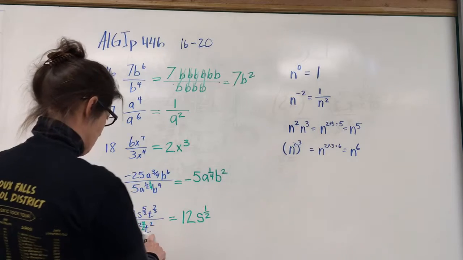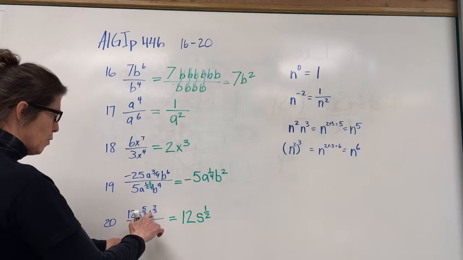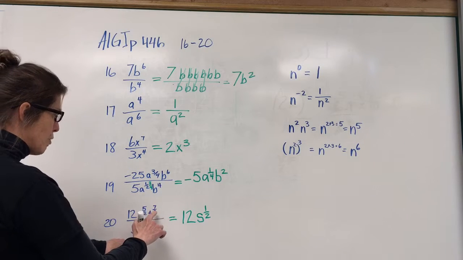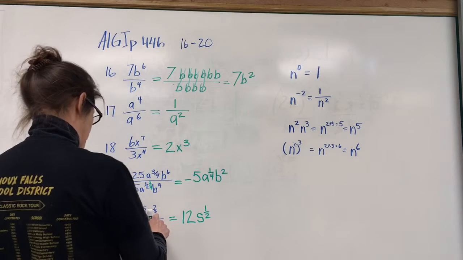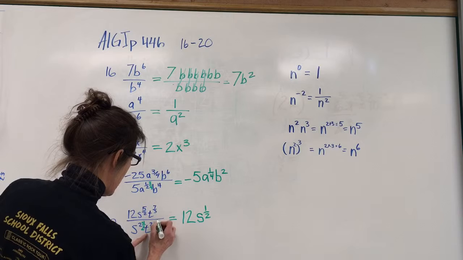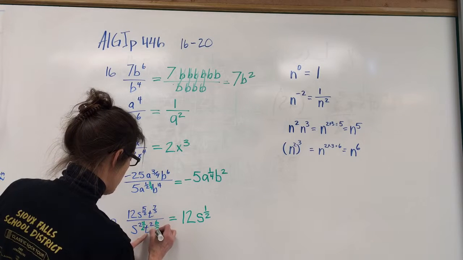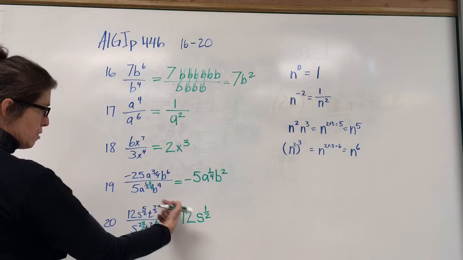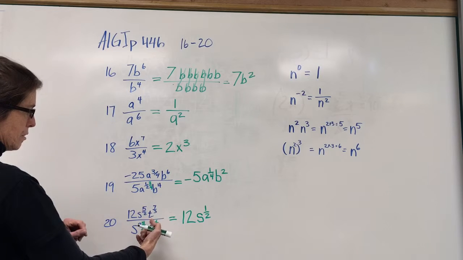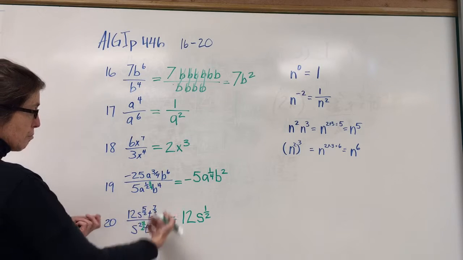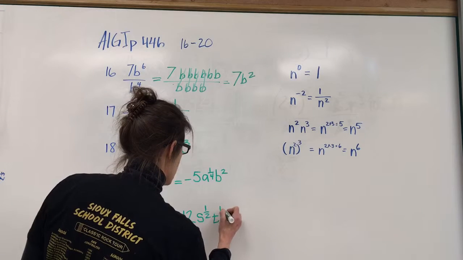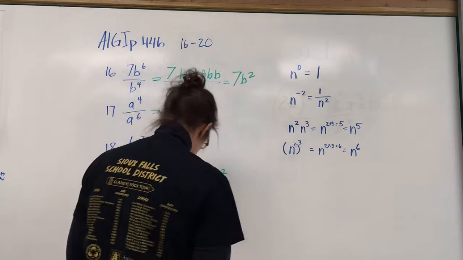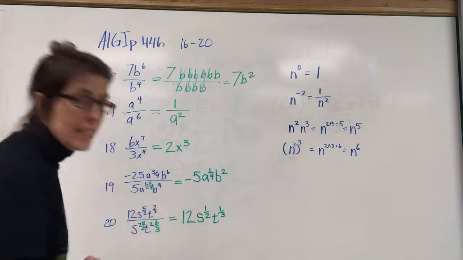Same with t to the 2 under t to the 7/3. So if I get the common denominator, I would have 6/3. If I take 6/3 away from 7/3, that just leaves me 1/3. So the answer is t to the 1/3. There you go. I've done 1 through 20. Good job.